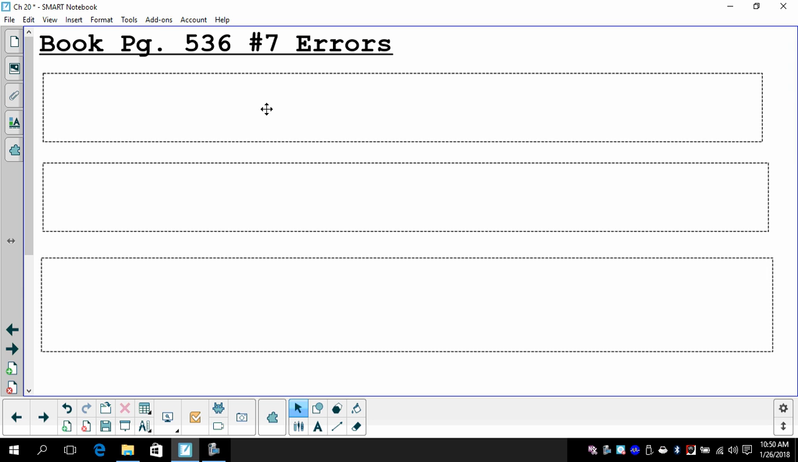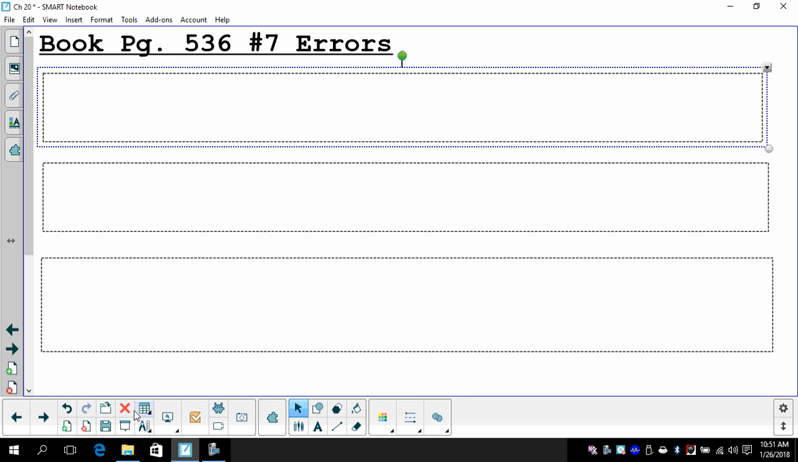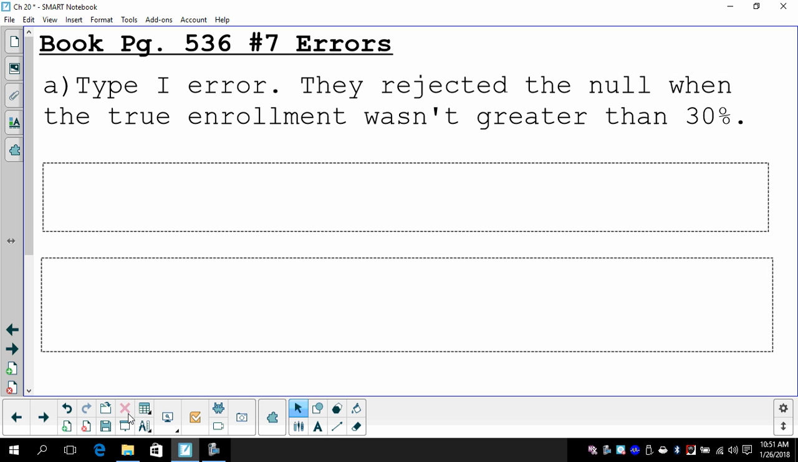In part A, you can see there's a null hypothesis of p equals 0.3. The alternative is p is greater than 0.3, and they've rejected the null. Later, they find out that the actual percentage is 28%, which is actually not greater than 0.3. So the error we've made here is a type 1 error. They rejected the null hypothesis, said there was evidence to show that the proportion was greater than 0.3, and then later they found out that it actually wasn't greater than 0.3.